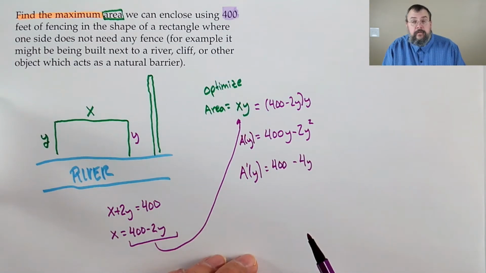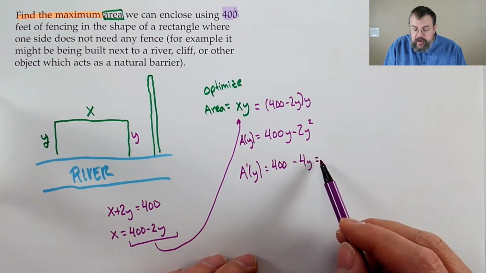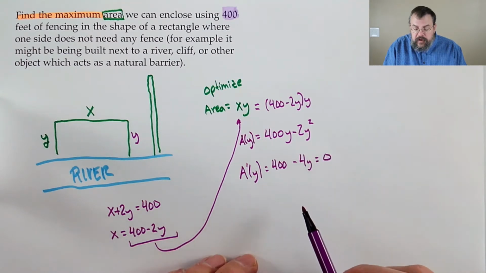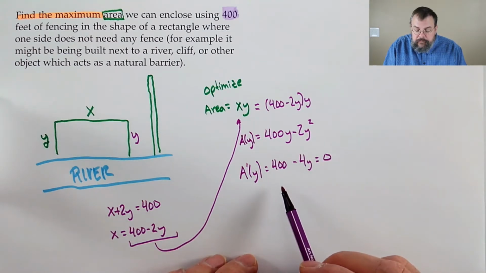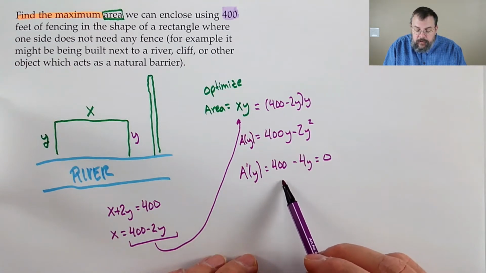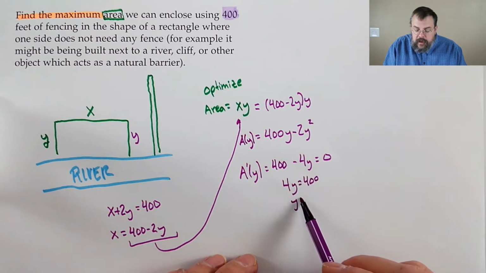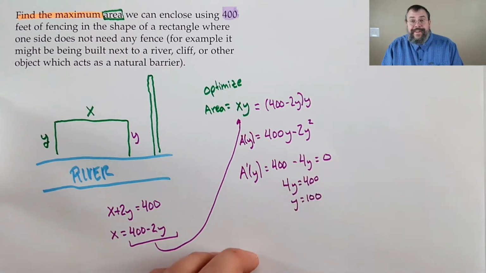All right, well, that's a really nice function, never undefined. And that should be equal to 0. All right, well, that's not so hard. That says 400 equals 4y, or if you like, y should equal 100. All right, there we go.